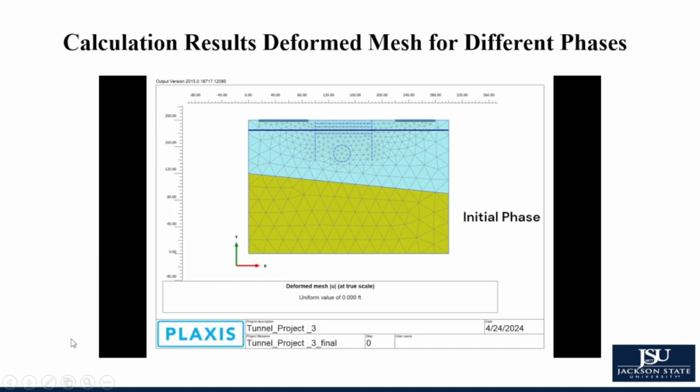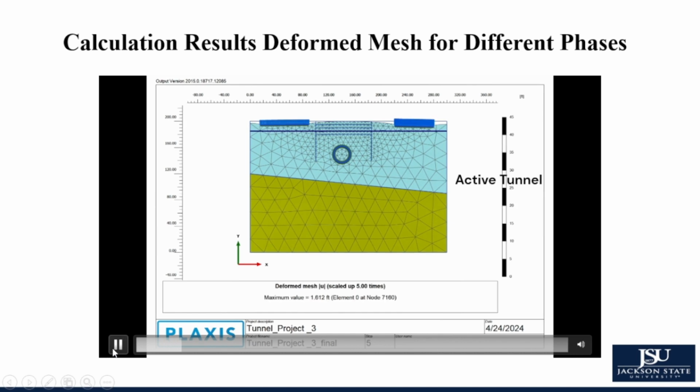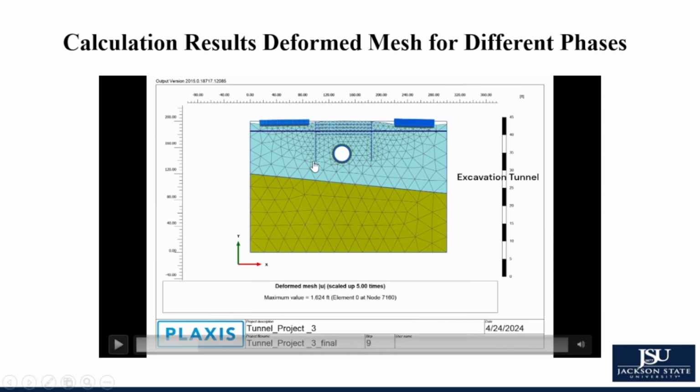Now I will talk about the calculation results, the deformed mesh for different phases. In the first phase, the initial phase, nothing was activated. Then you can see that I activated the load and activated the tunnel and made the excavation. Because of the tunnel activation and the load activation, the soil on both sides moved a little bit downwards.